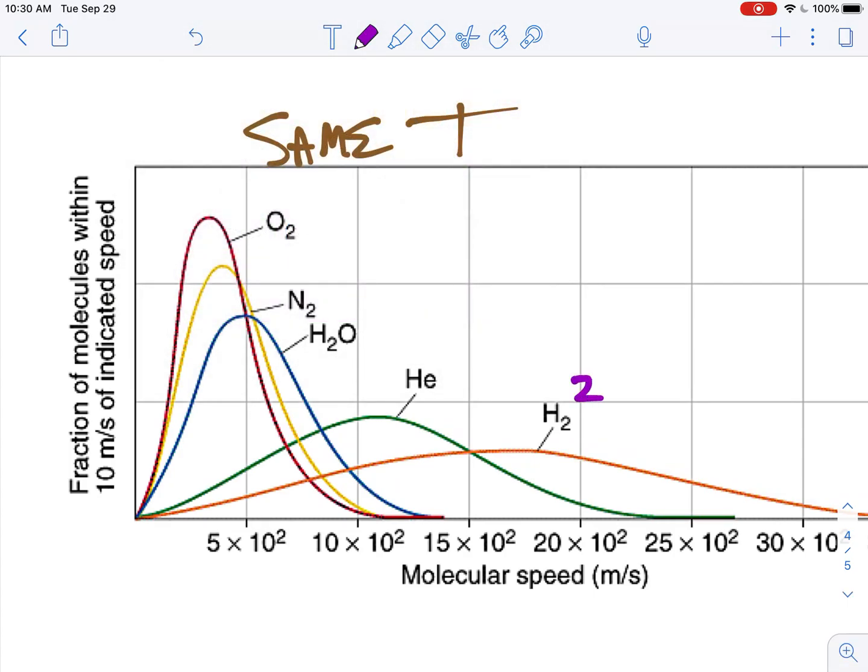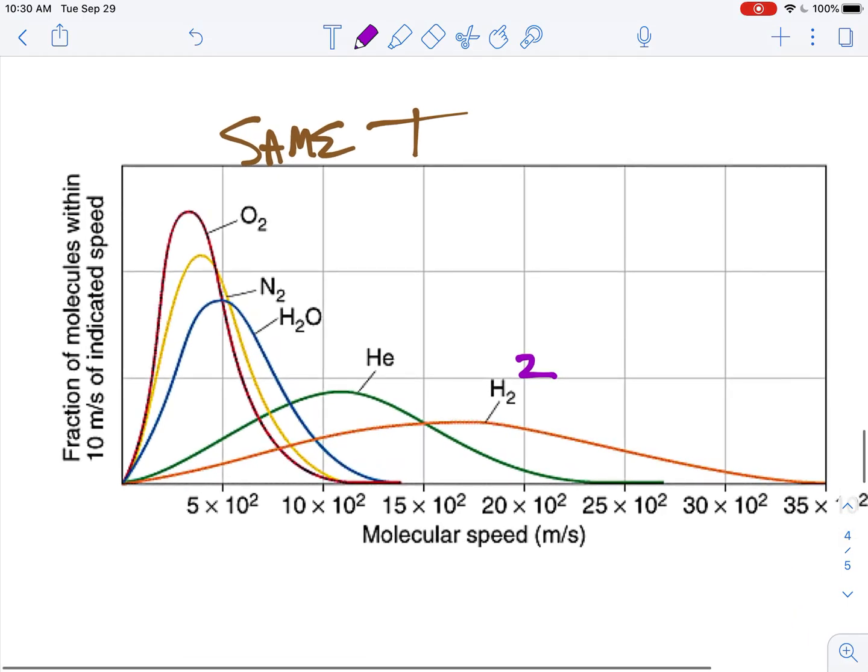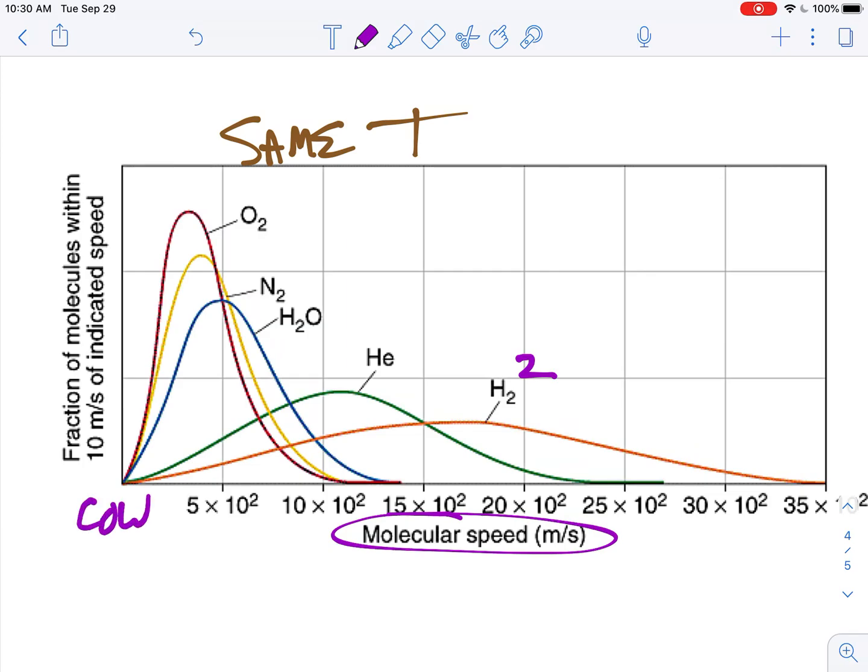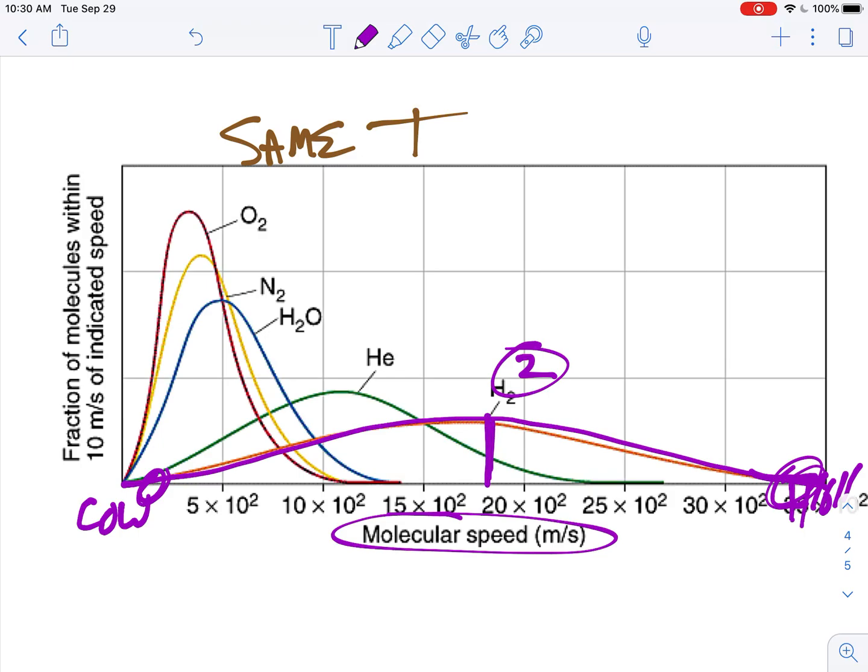Here's hydrogen. It has a mass of 2. Please note that down here you've got molecular speed. So this here is low molecular speed, this here is high molecular speed. Please note that hydrogen, with its very small mass of 2, has high molecular speed up here, or in other words, it's got a very wide distribution of molecular speeds because some of them are going to be low and some of them are going to be high. There's your average molecular speed for the hydrogen that is there.